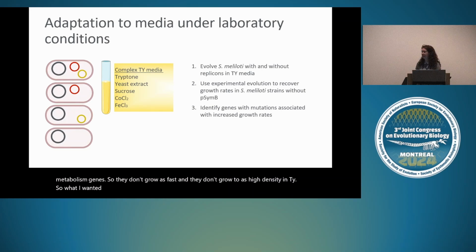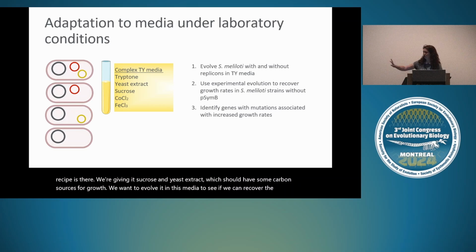So what I wanted to do was, taking these strains, do an evolution experiment where we try to adapt these strains to life growing in a TY media. Our recipe is there. We're giving it sucrose and yeast extract, which should have some carbon sources for growth. We want to evolve it in this media to see if we can recover the growth rates in those 2 bottom samples where we don't have PSEM-B. So even though it doesn't have PSEM-B, if we evolve it in this media, can we increase its overall growth rate? And then identify genes with mutations that are associated with that phenotype. I don't have any genetic data today, but I can show you the phenotype part.